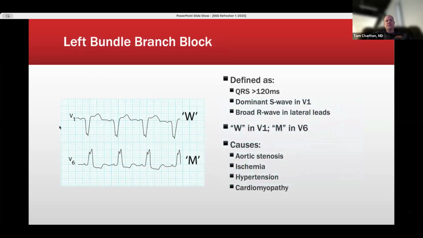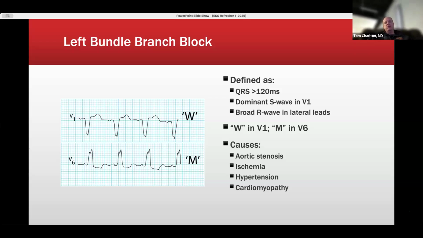A left bundle branch block, on the other hand, causes this W appearance. And most of the time, we can't really actually see this little notch that's in between the Q wave and the R wave. But we see this downward, up, down, up appearance in V1. It'll also sometimes look like an M in V6. So you can kind of see this little notch where it forms this little M. This can be caused by aortic stenosis, heart attack, hypertension, and then cardiomyopathy. So if the left side of the heart has gotten big, we will see this.